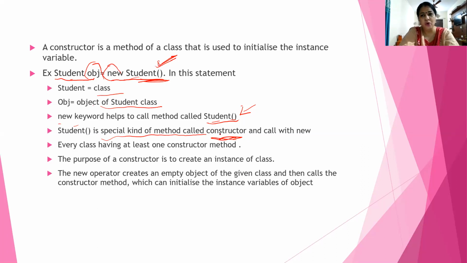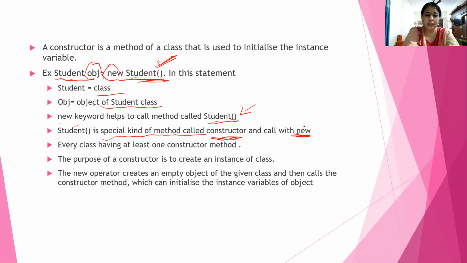A method must be called, and only then can it become active and do its work. So who called the method? The new keyword called the method. And this method has to create the object and initialize the data members associated with the object. Every class must have at least one constructor. We can write more than one constructor in our program, but every class must have at least one.